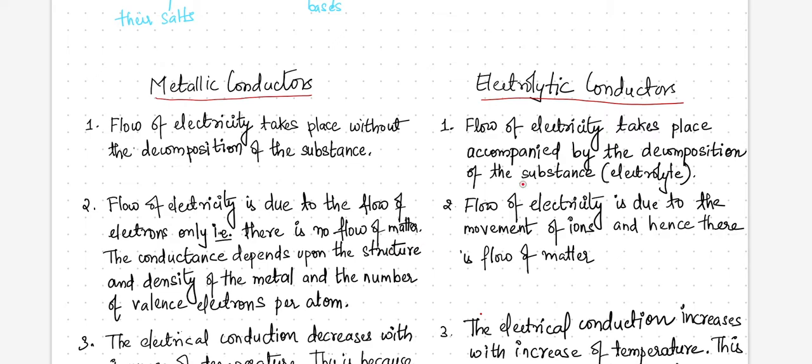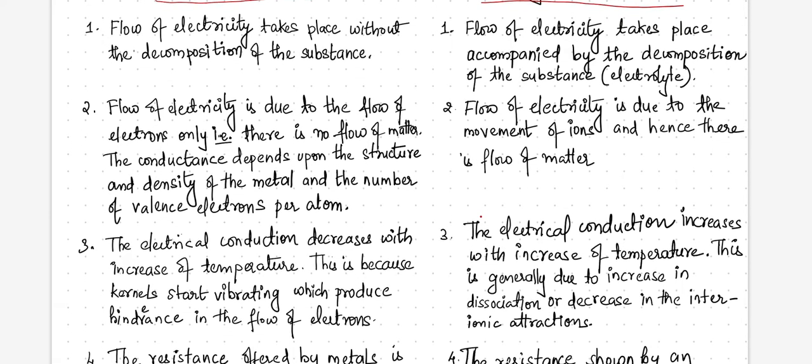In comparison to that, if we talk about electrolytes, the flow of electricity is due to the movement of ions, and therefore we can say that here we have the flow of matter involved. However, in the case of metallic conductors, there is no flow of matter.